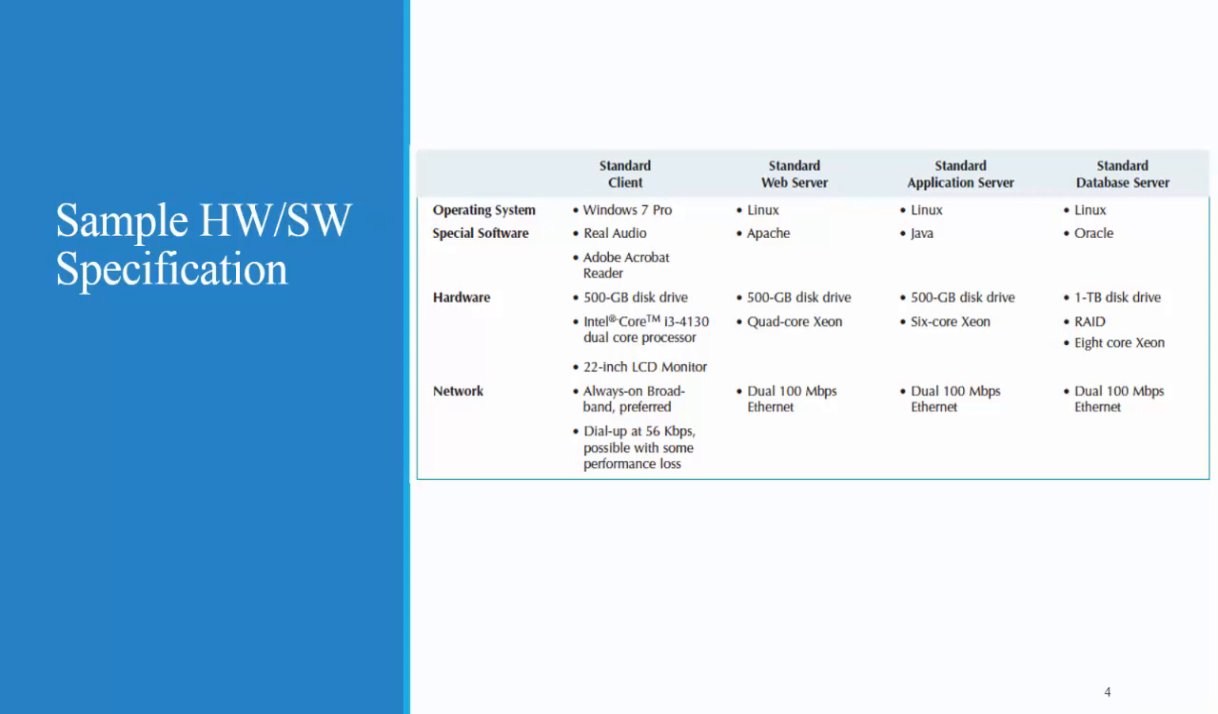You can see across the top the different hardware that is needed. It looks like this organization is using an N-tier client-server architecture. If your project uses a different architecture, then you'll have a different set of hardware across the top and a different number of columns in the table. However, you should always have the same rows in the table. The first column should always look the same. You should detail the operating system that you'll need, any special software, any hardware, and any network requirements.